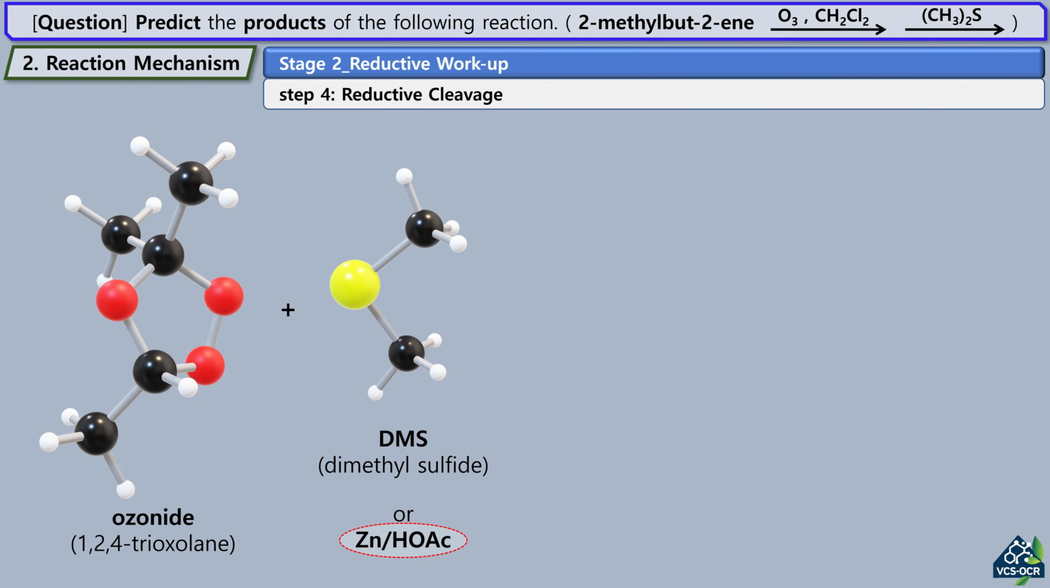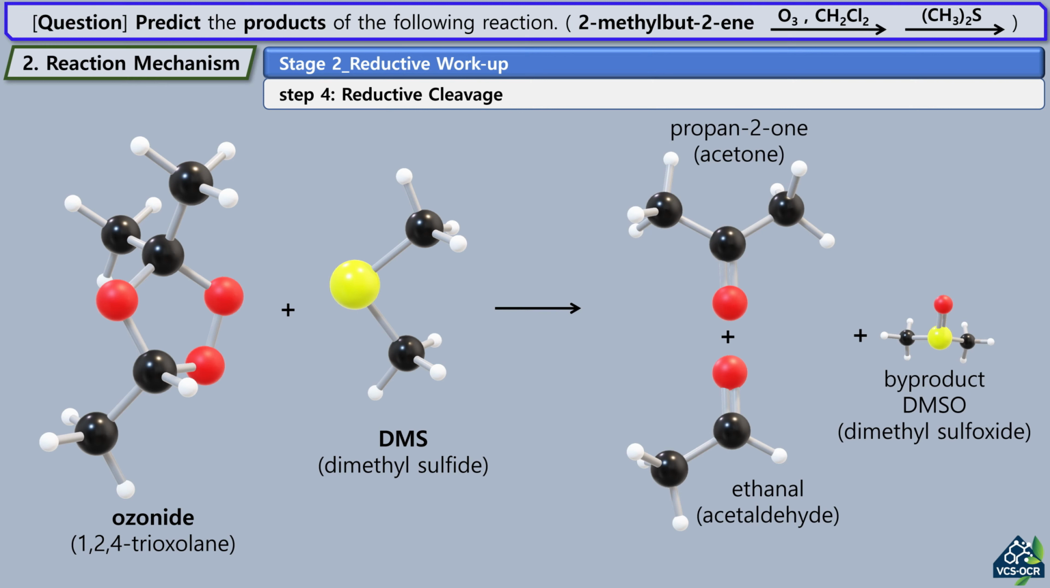This reducing agent facilitates the final cleavage of the ozonide, ultimately leading to the breaking of its O-O bonds. In essence, the agent accepts an oxygen atom that originates from the ozonide. For example, when using dimethyl sulfide, it is oxidized to dimethyl sulfoxide, DMSO, while the ozonide structure is reduced to form the final carbonyl products.